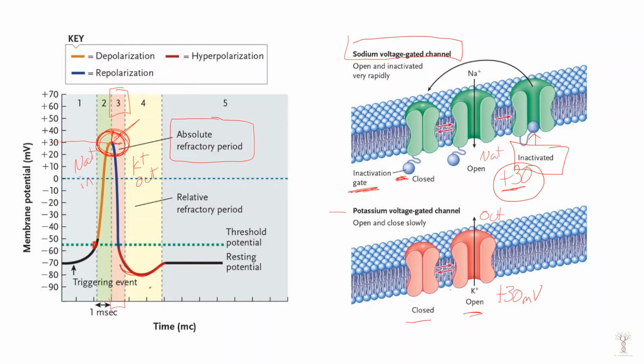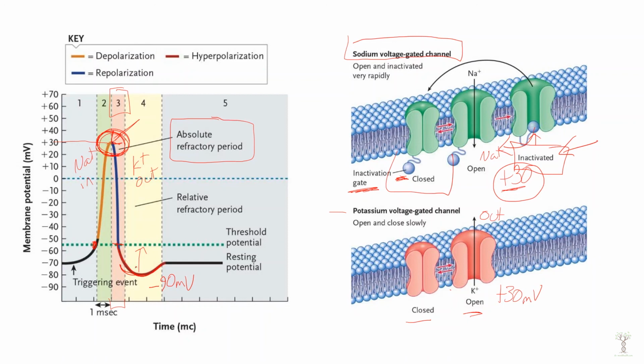Down here, the charge of the cell is more negative than normal, about -90 millivolts. Now, if there was another triggering event, another stimulus, there would have to be a stronger stimulus to bring the charge of the cell to the threshold level. So at this point in time, once the charge of the cell is negative again, the inactivation gate will come away. It will reopen. And then the sodium channel will just be in a closed position.